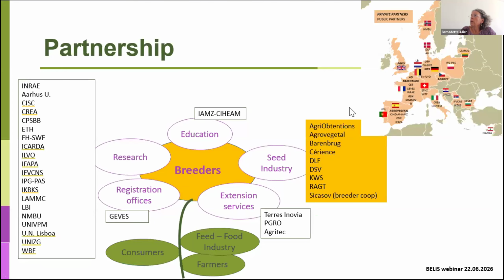The partnership of BELIS is composed of research institutes on the left-hand side, education, so IMZ, CIAM, seed industry with 9 partners, extension services with 3 partners, and 1 registration office. And this daisy: the heart of this daisy, of course, are breeders, and the leaves are consumers, feed and food industry, and farmers, even if they are not directly partners of the project. You have a map where the partners are located on the right-hand side.